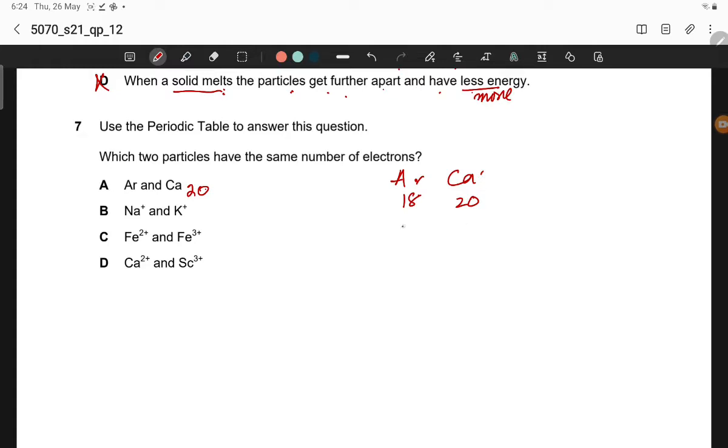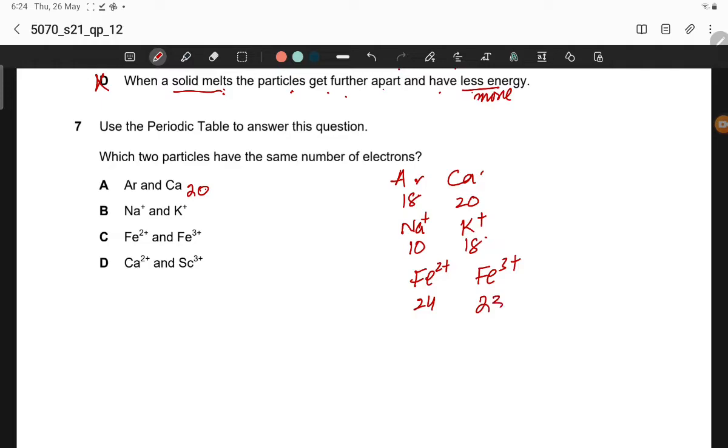Sodium ion has 10 electrons. Potassium ion has 18 electrons. Iron 2 ions and iron 3 ions are also not similar. Let's see: iron 2 has 24 electrons and this has 25 electrons.